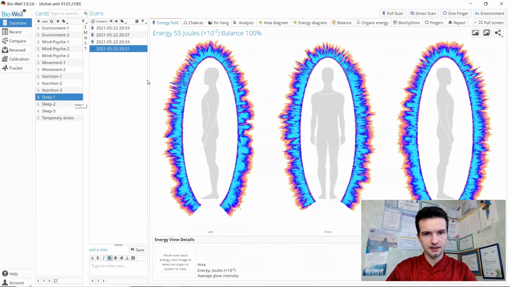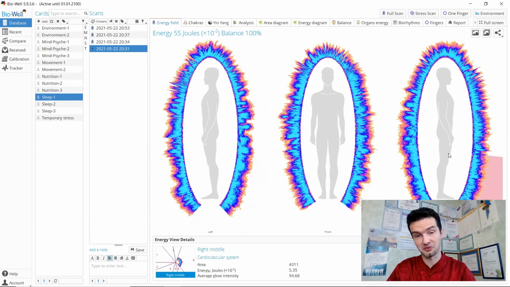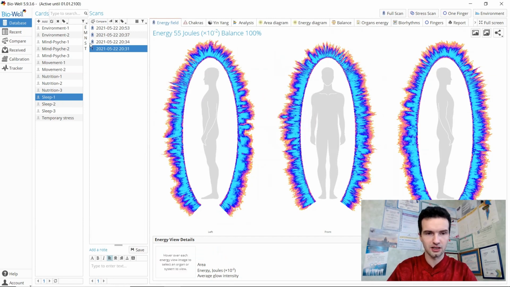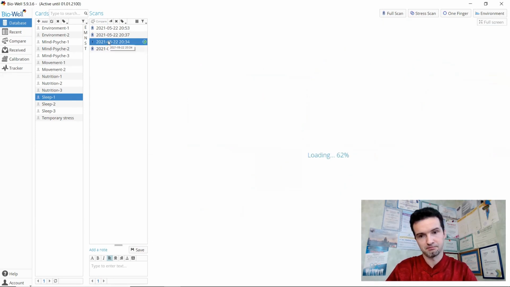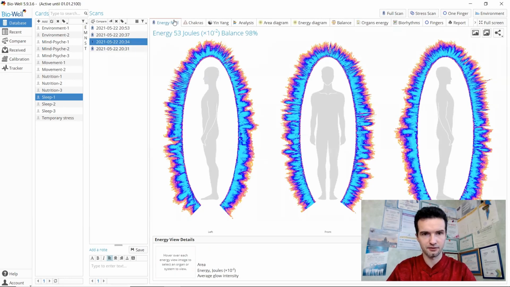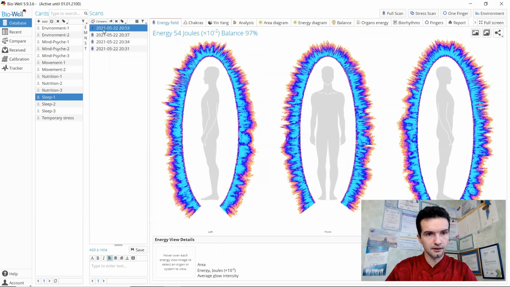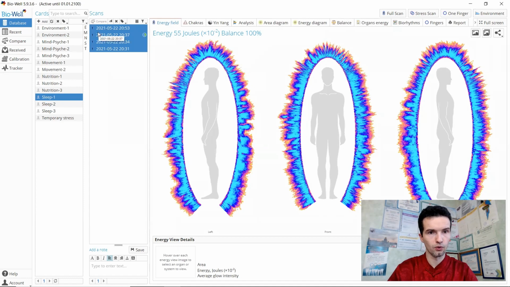Let's look at some cases in this sphere. Here is the first case. If you look at the visual content here, you'll find it out pretty good, right? It looks very nice. Not so much abnormal emission here. Pretty good energetic state for the person, and the balance and the energy level. And from the point of view of visual analysis, pretty good. But let's take a look at all four scans that were made for this person.